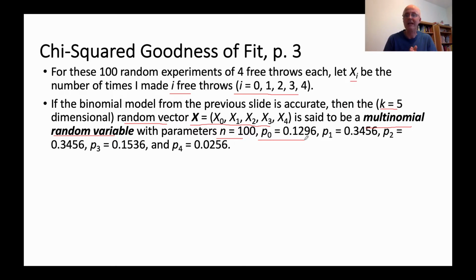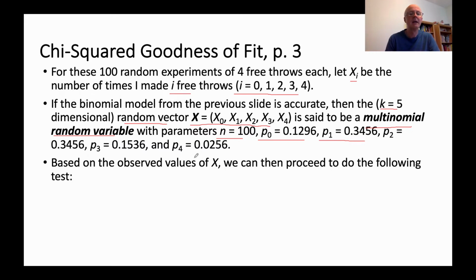In other words, I make 0 free throws. P1 is the probability that I make 1 free throw. P2 is the probability that I make 2. P3 is the probability that I make 3. And P4 is the probability that I make 4, if the model is accurate on any one time. Based on the observed values of x, then we can proceed to do the following hypothesis test.